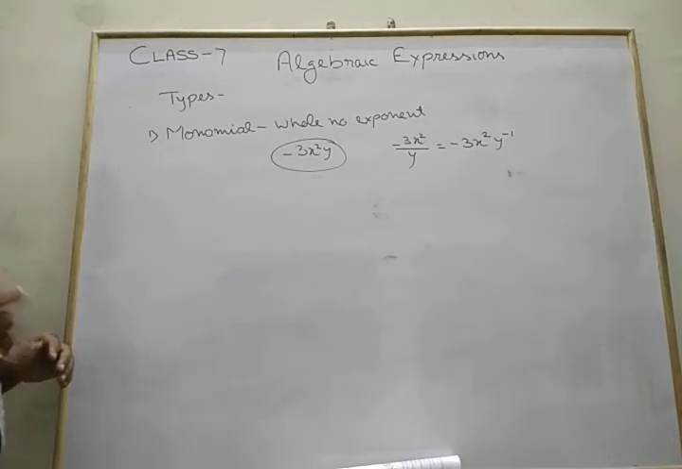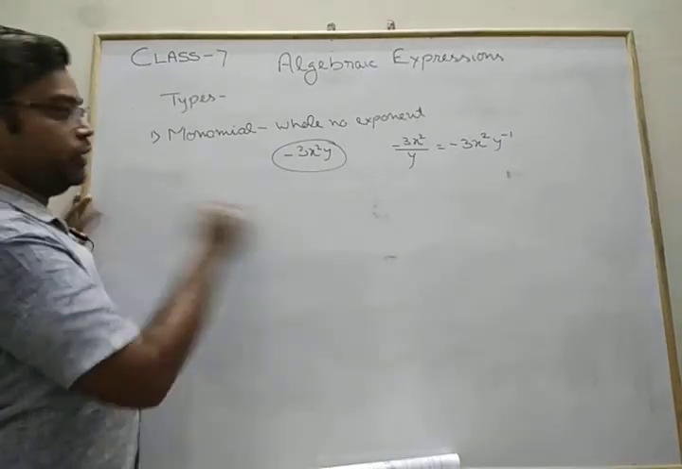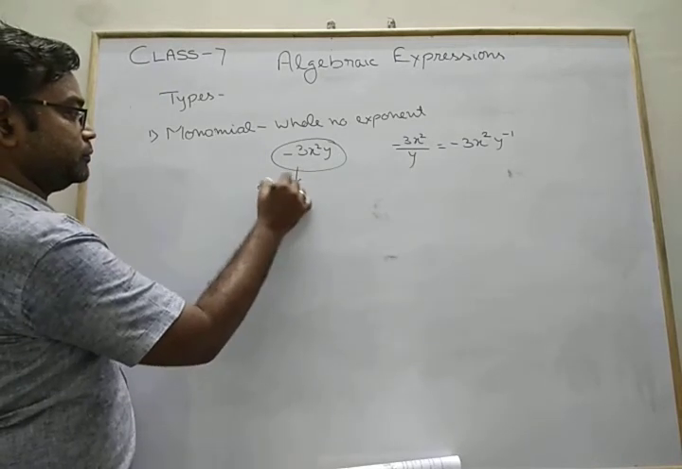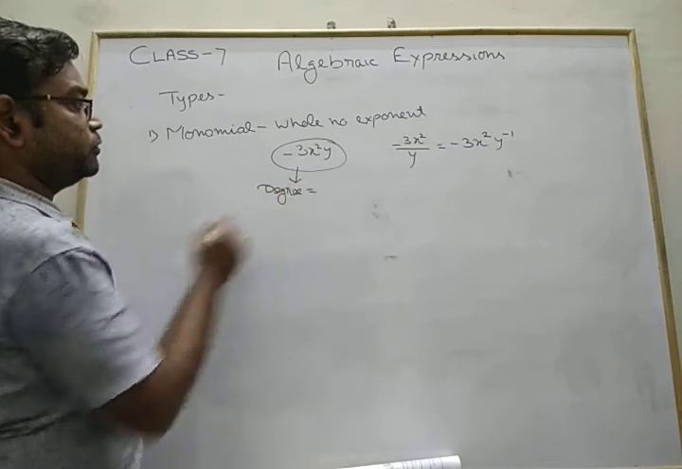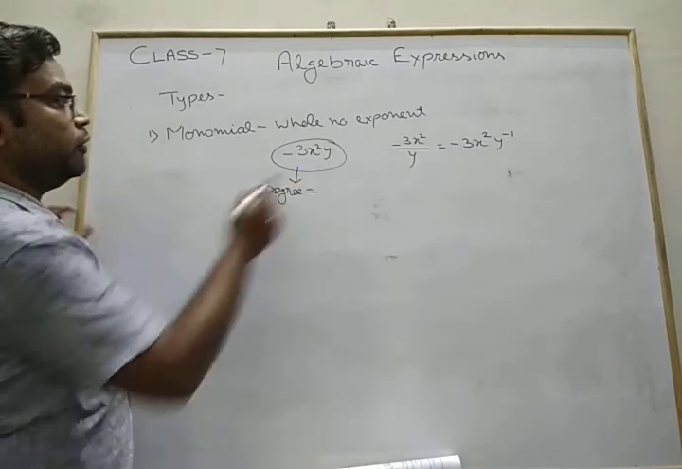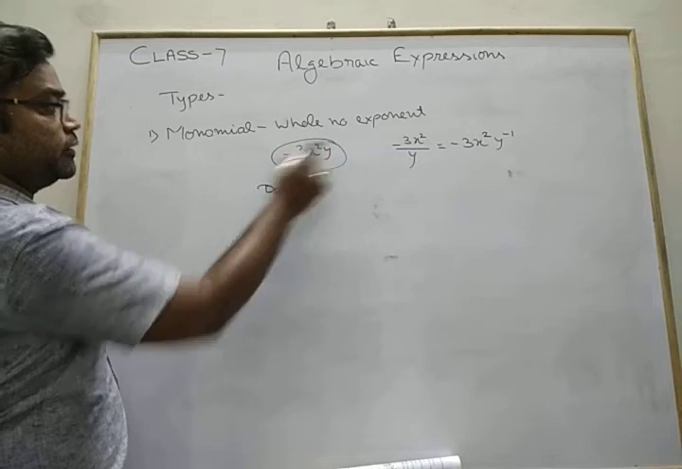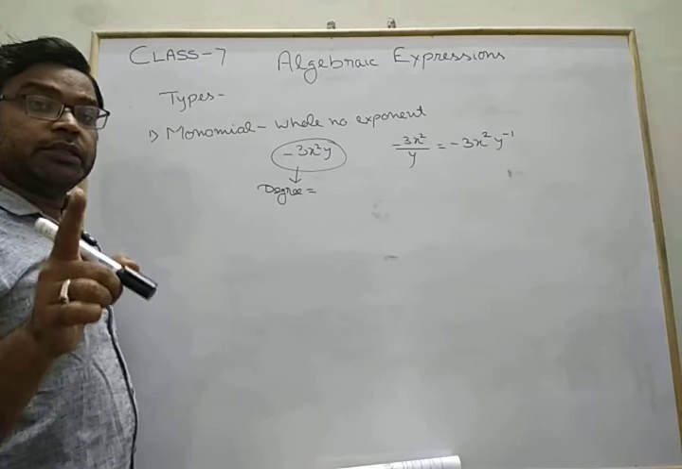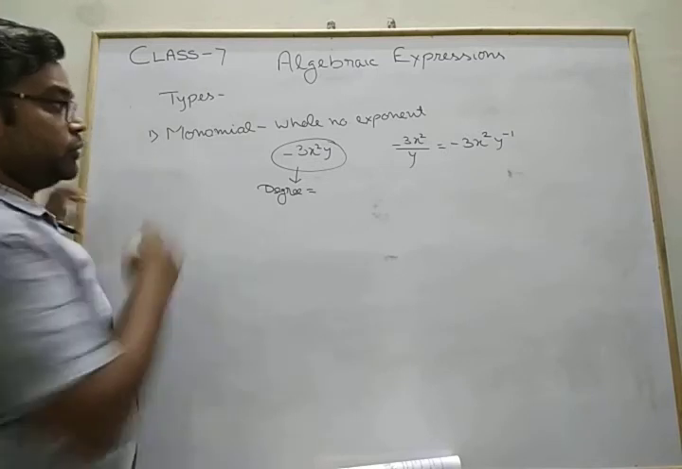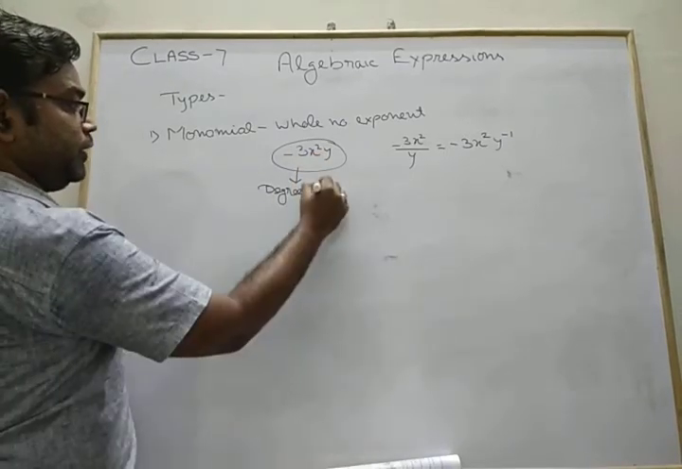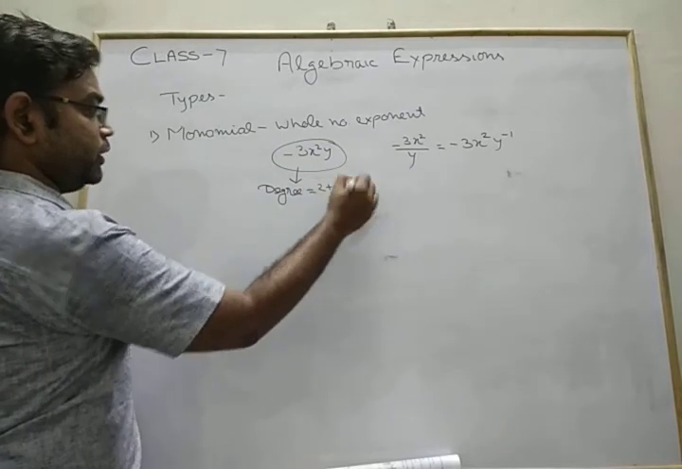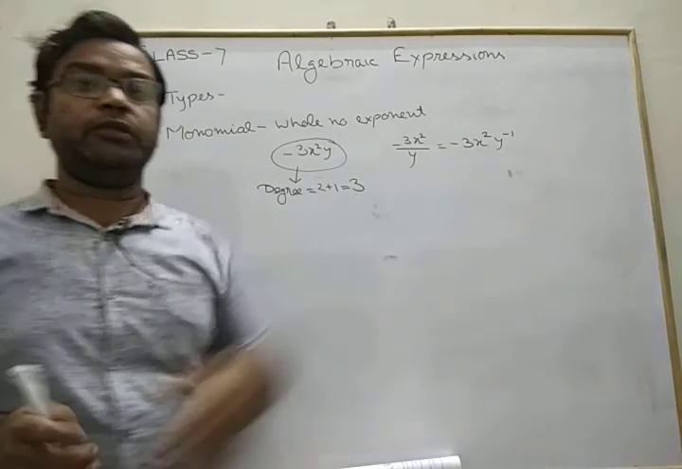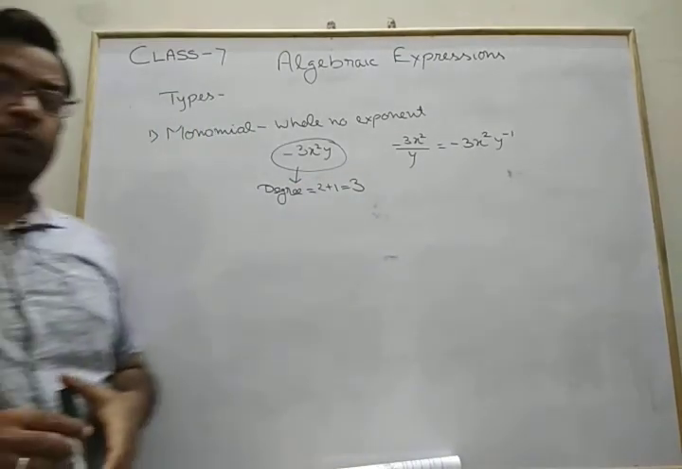So what is the degree? Once again we start. Degree means the sum of the exponents. Here we have 2, and here we have 1, and always remember the degree must be considered for variables, not for numbers. So 2 plus 1 equals 3. 3 is the degree of this term. For this one, a negative value is not considered, so that is not a monomial term.